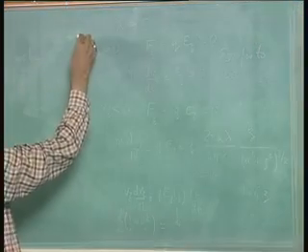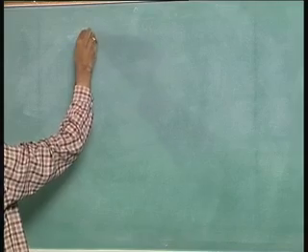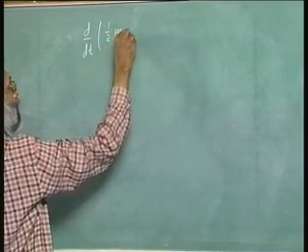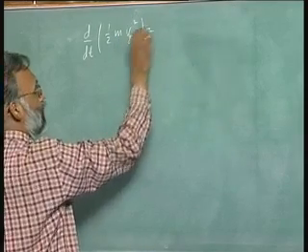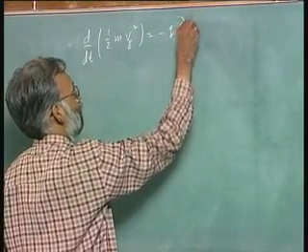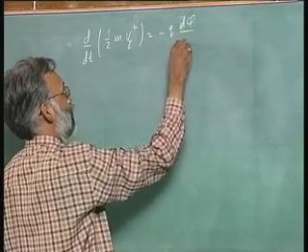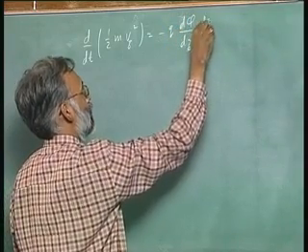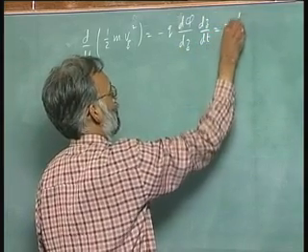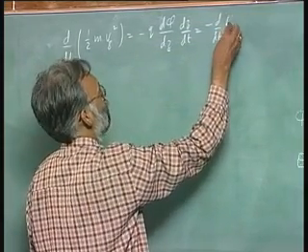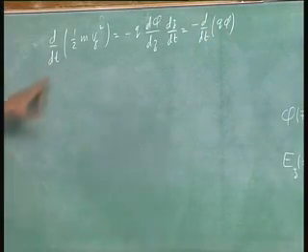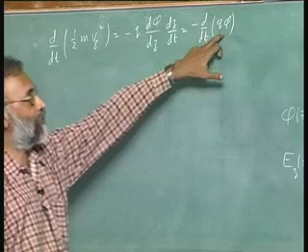I get that d/dt of 1/2 m vz squared is equal to minus q d phi/dz dz/dt, which can be written as minus d/dt of q phi. So, this is your kinetic energy, this is your potential energy.